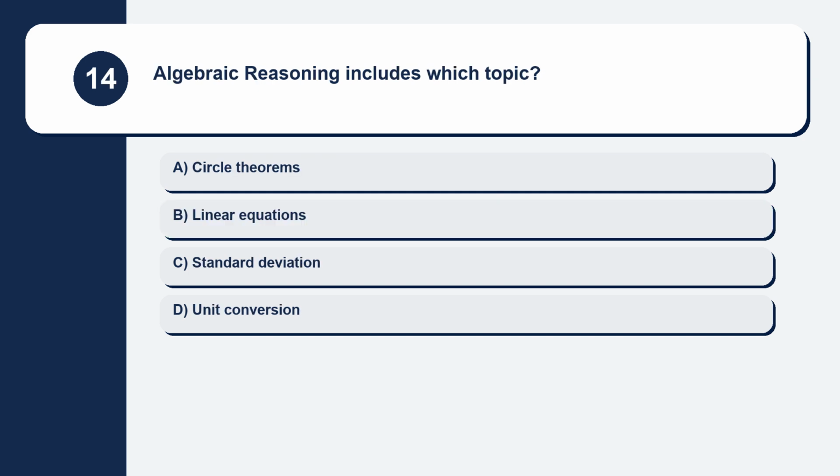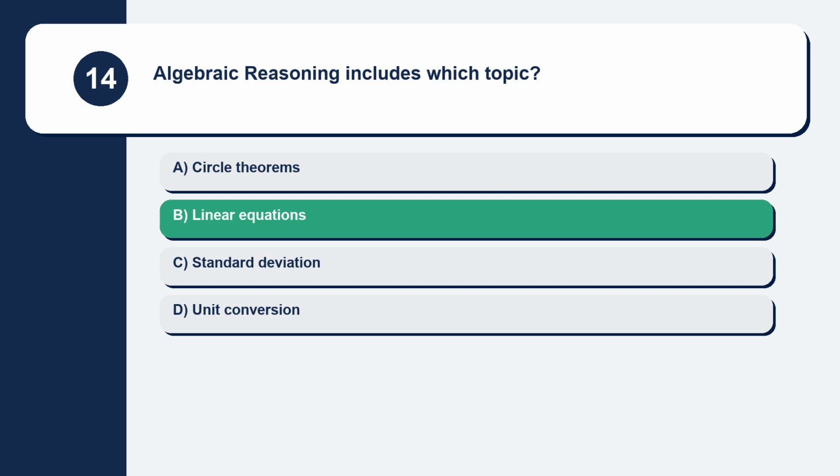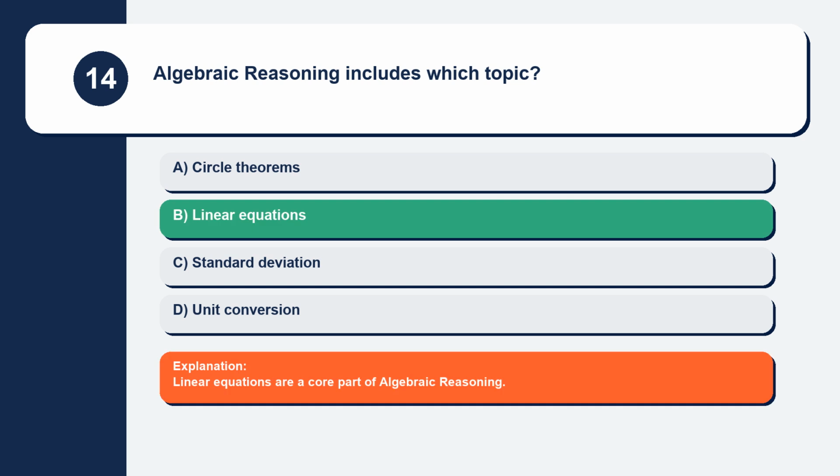Question 14. Algebraic reasoning includes which topic? Circle theorems. Linear equations. Standard deviation. Unit conversion. Linear equations are a core part of algebraic reasoning.